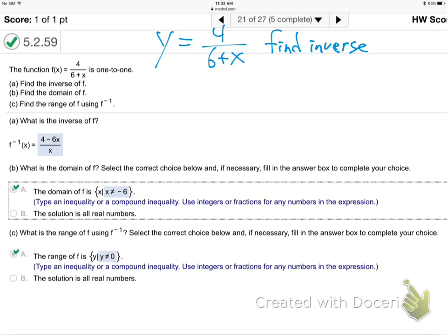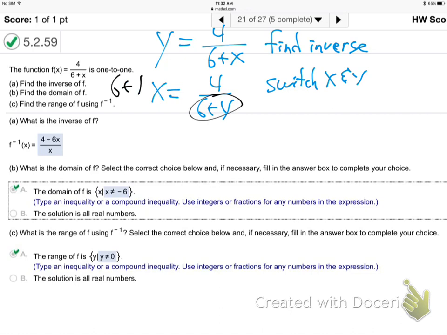All right, so switch x and y. So this will become x, and this will become y. Good so far. Now we have to solve for it. How do you solve when you got fractions? What do we always do? We multiply by the denominator. That gets rid of the fractions. Same thing here.